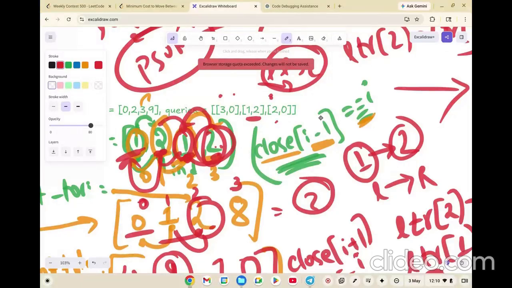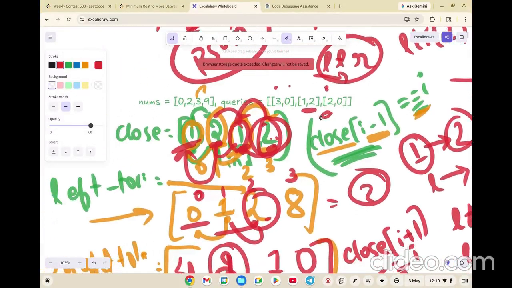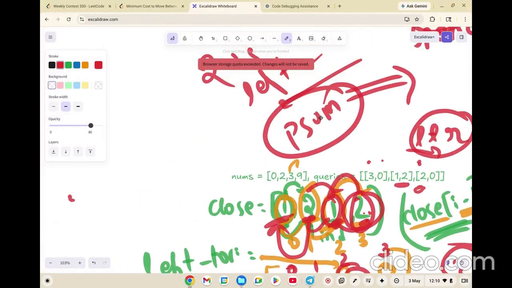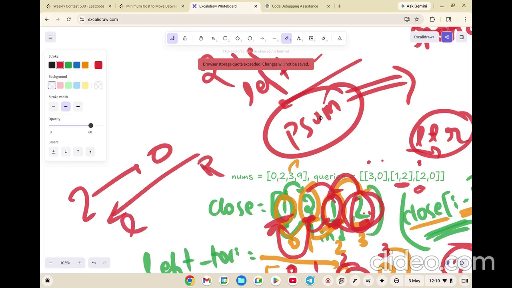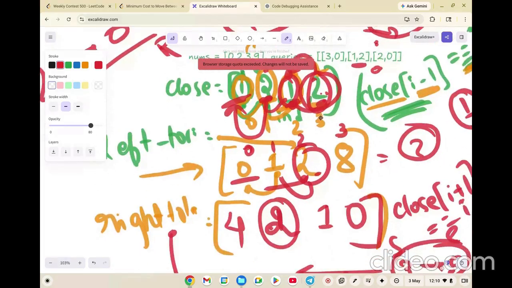Okay, now let's look at the last thing as well, 2 to 0. So when we are going from 2 to 0, the value is decreasing, so you are going from right to left. So let's look in the right to left vector. Right to left vector is this one. Right to left vector of 2, this is 0.